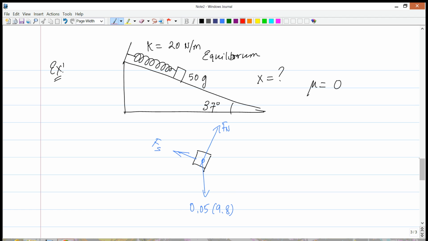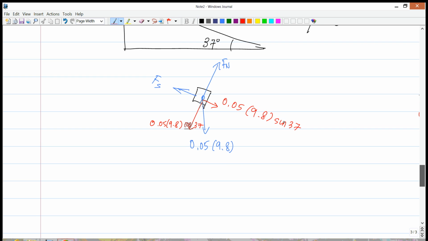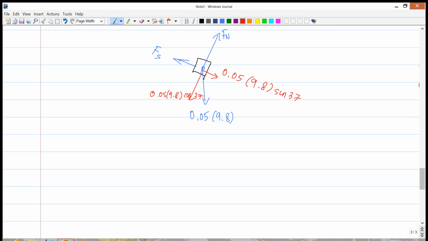Now we can take gravity and find the components of gravity perpendicular to the incline and parallel to it. The parallel component ends up being 0.05 times 9.8 times sine of 37, and the perpendicular component is 0.05 times 9.8 times cosine of 37. And now that we know that the spring is in equilibrium, we need to worry only about the parallel component and simply equate the two forces along that direction.